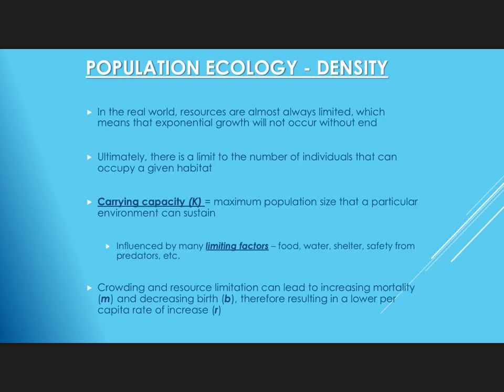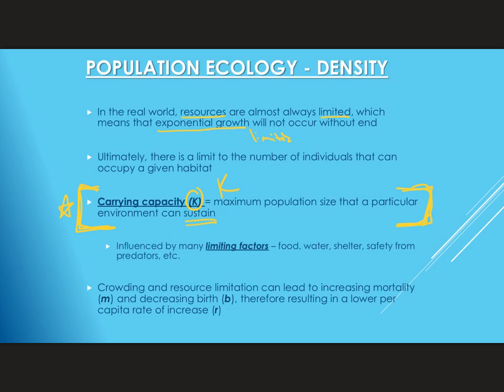Let's go back to our formula a little bit here. Right? In the real world, resources are limited, which means that exponential growth is limited. Right? And there is a limit to the number of individuals that we can occupy in a place, and that is called carrying capacity. It's a super important vocab term here. Carrying capacity, also abbreviated as K, is a really important term. Right? This is the maximum population size that a particular environment can sustain.